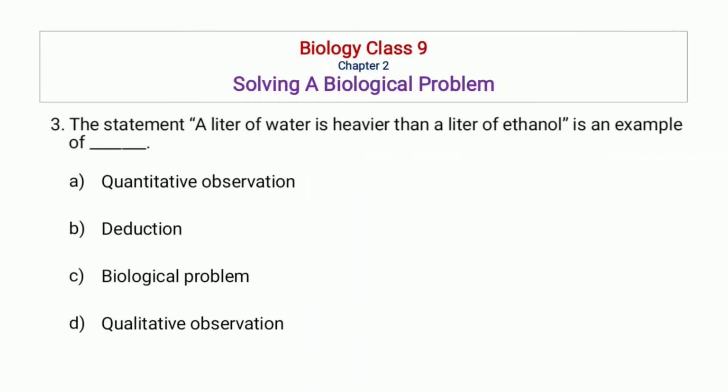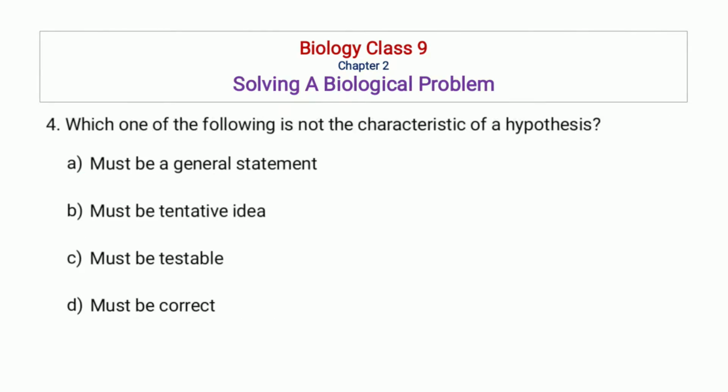The statement "a liter of water is heavier than a liter of ethanol" is an example of: quantitative observation, deduction, biological problem, qualitative observation. The correct option is quantitative observation. Which one of the following is not the characteristic of a hypothesis? It must be a general statement, must be a tentative idea, must be testable, must be correct. The correct option is must be correct.